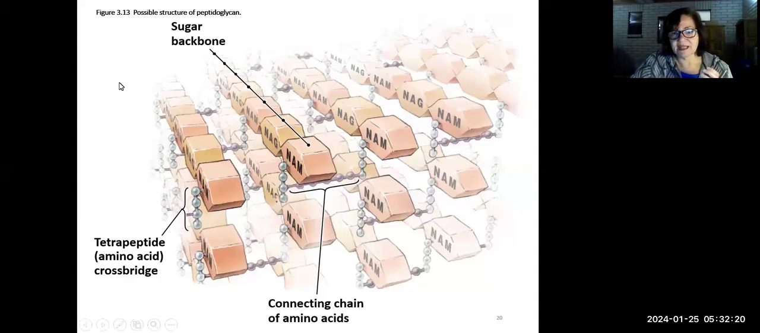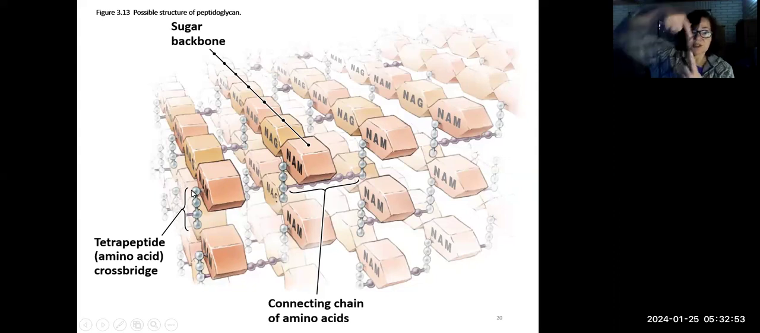Largely, these hexagonal boxes represent the sugar units. I'm not going to go into detail on the name right now. Let's just refer to them as NAG and NAM, and we alternate NAG and NAM with each other. Once you have these long chains of the sugars, to make that a functional cell wall, they need to be held together by something. And so there are these little strips of amino acids together.